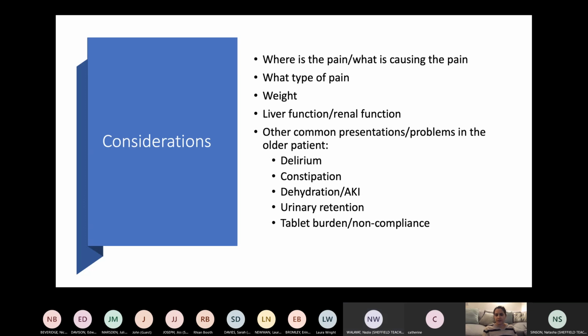Dehydration and acute kidney injury are things that a lot of our older population present with or have, and things like NSAIDs can really exacerbate someone who is maybe mildly dehydrated, who will then develop an AKI. Urinary retention: things that have an anticholinergic burden, such as amitriptyline, can potentially put people into urinary retention. And then also just thinking about the tablet burden and the non-compliance of people with their analgesia, and how we can tackle that in the older person, and what we're prescribing, is that going to be complied with and in effect help.